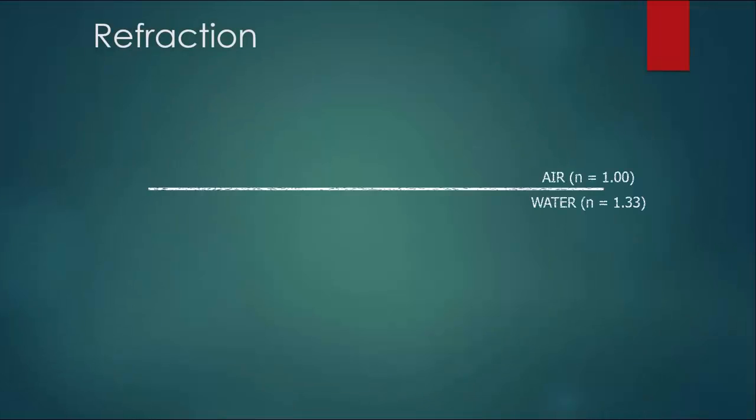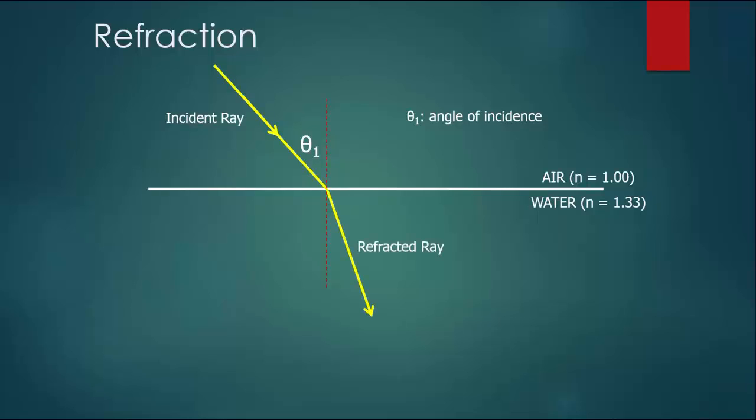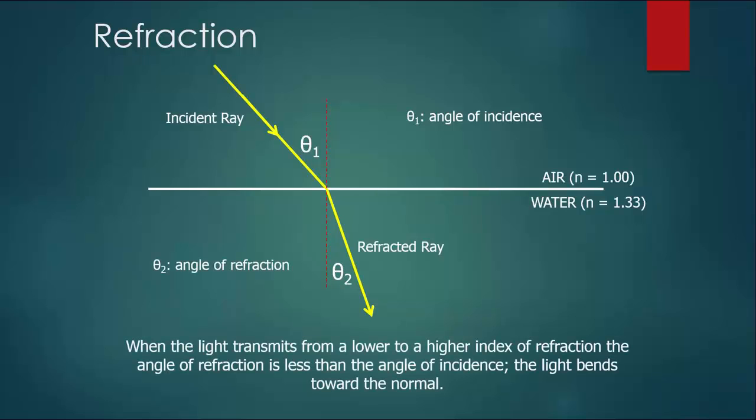Let's take a look at an example. This line represents the boundary between air and water. Here's an incident ray, and we'll describe the direction of this ray, like we did with reflection, by measuring the angle between the ray and the normal. This angle is called the angle of incidence, and we're going to call this theta 1. Now we know that light slows down when it goes from air into water. This is going to mean that the refracted ray is going to bend toward the normal. That is, the angle of refraction is going to be smaller than the angle of incidence.